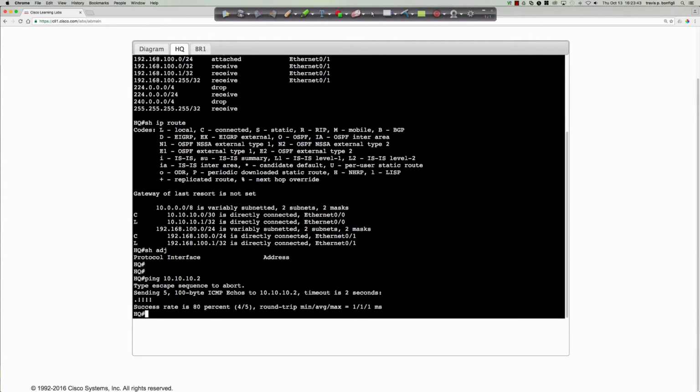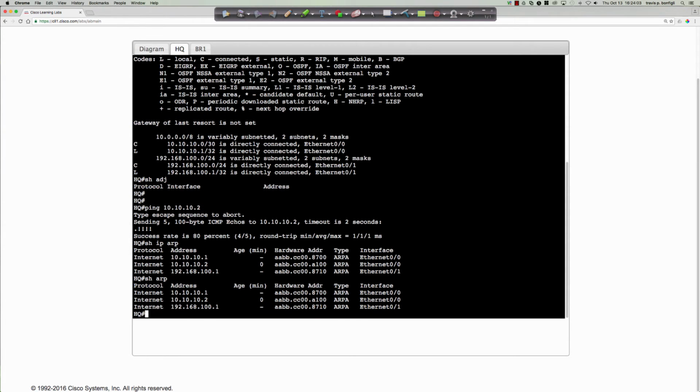Now, you'll notice the first packet drops with the dot, the period, and then we've got 4 successes. That's because HQ had to ARP, right? I gave it the layer 3 address, the 10.10.10.2, but we didn't have an ARP entry. If I say show IP ARP, or just simply show ARP, we didn't have that layer 2 information for the 10.10.10.2 that's required for me to be able to send this packet along its way.